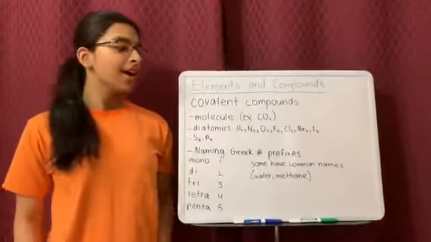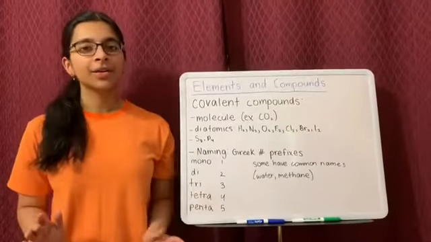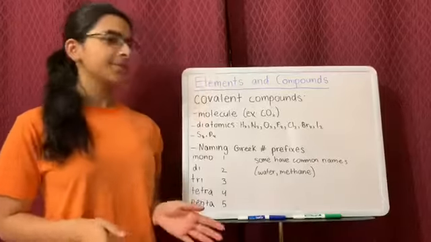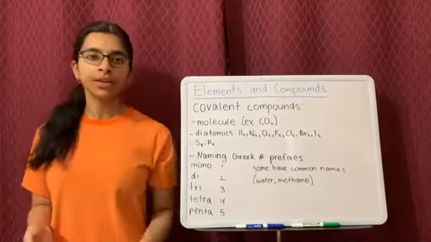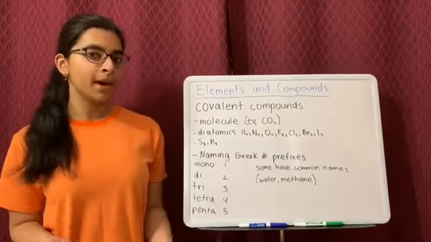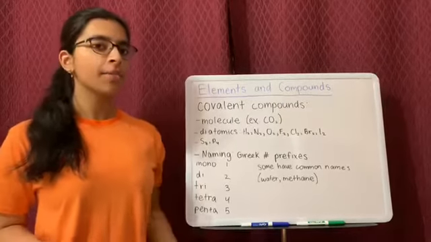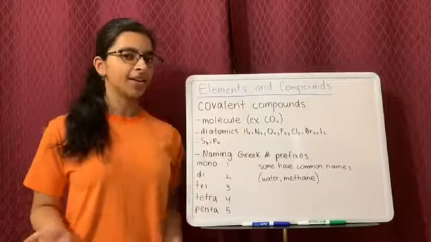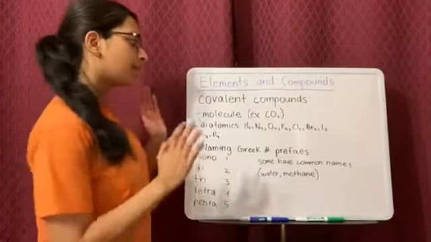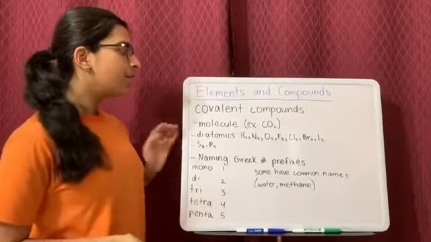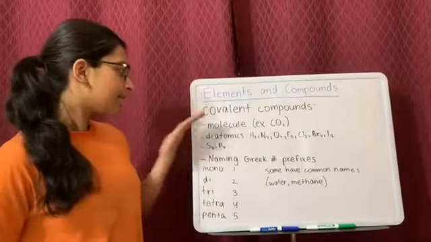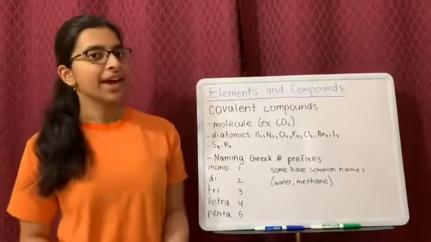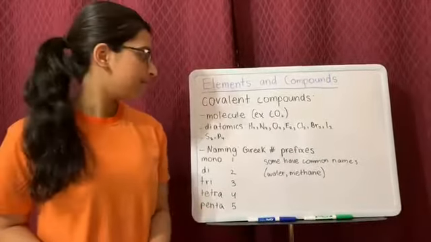Okay, now that we've talked a lot about elements, let's go into a discussion of compounds. When you're talking about compounds, there are going to be 3 major types of bonds that make up a compound. You're going to have ionic compounds, covalent, and metallic. Let's first talk about covalent compounds. A covalent compound is called a molecule. An example would be carbon dioxide. That is a molecule because it's covalently bonded.